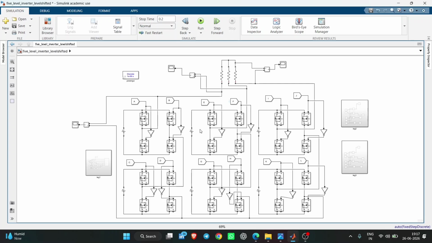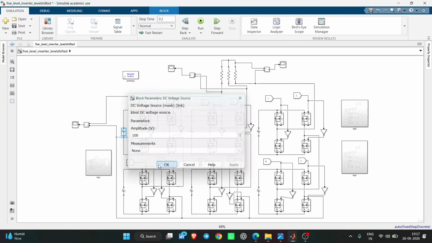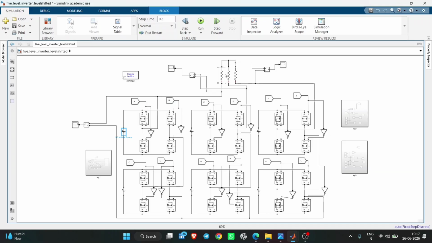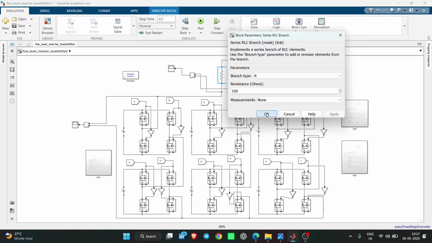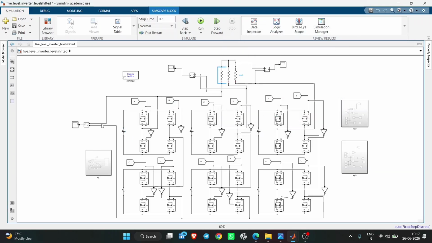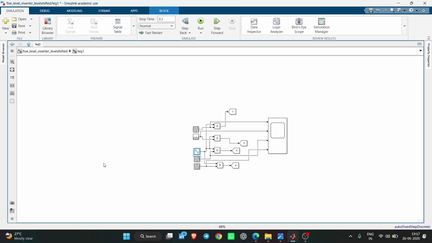Let's go to the main thing. My source is here, you can see my source is 100 volt. All are 100 volt, equal voltage. Right now the resistance is 100, you can put anything. This is just whatever diagram I have shown you in the explanation PDF, the same. Just take care that if you are giving any pulse to this first switch, the same leg switch should be complementary. That's it.